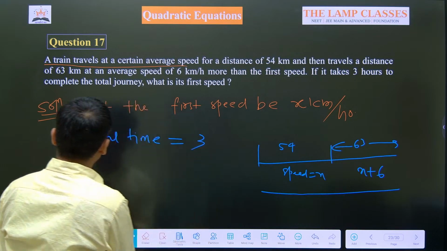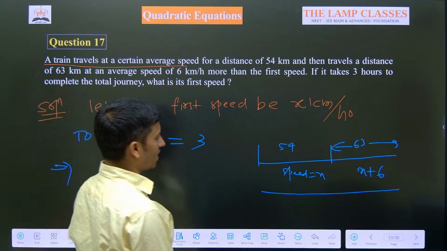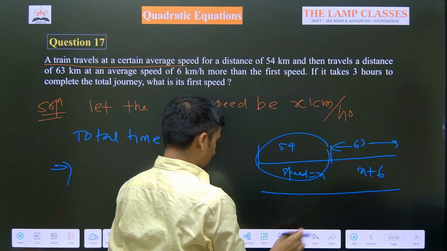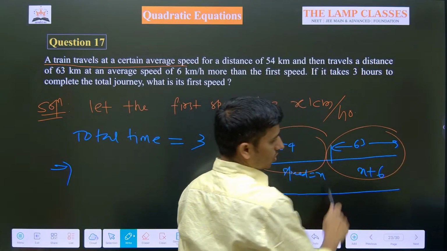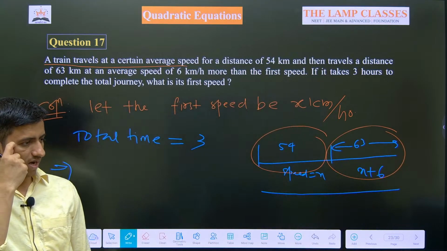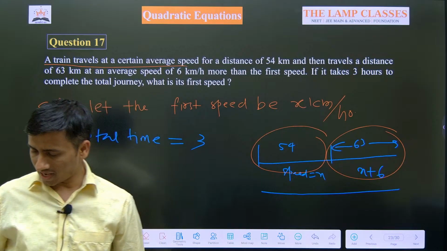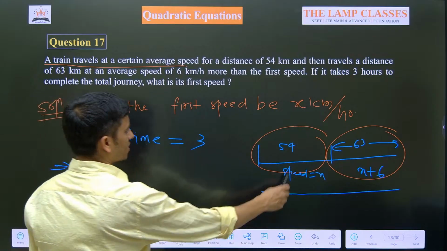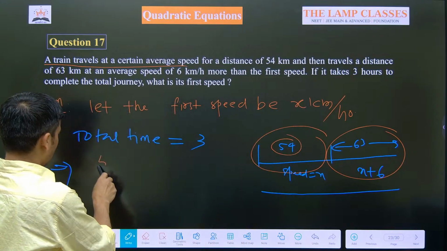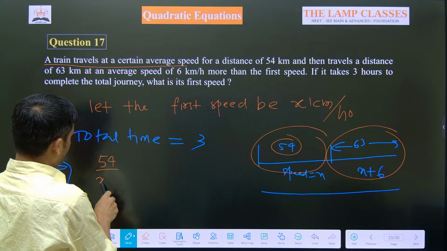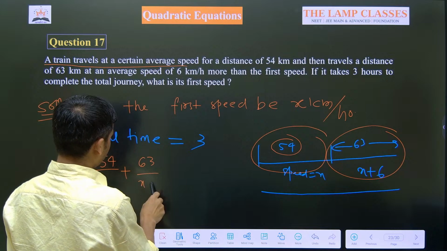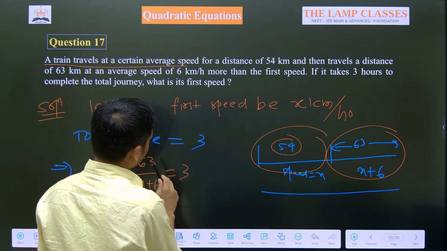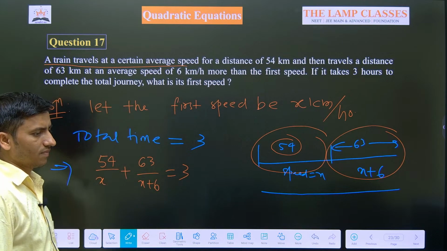3 hours, and that will have two parts, right? Time to travel from here to here and then time to travel from here to there. Whenever we have to find the time to travel, it has to be distance upon speed, right? So distance here is 54, so 54 upon x plus, next time, it is 63 upon x plus 6, that has to be 3. This is the quadratic equation we have got.